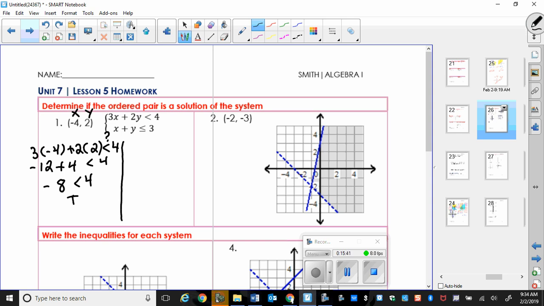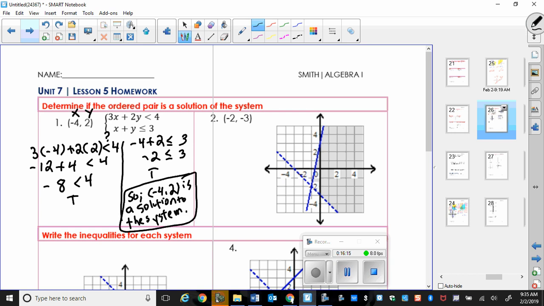Okay, so we check the second equation. We have x plus y is less than or equal to 3. So is -4 plus 2 less than or equal to 3? Is -2 less than or equal to 3? This is true. So we can conclude (-4, 2) is a solution to the system. This is my answer. (-4, 2) is a solution in this system.